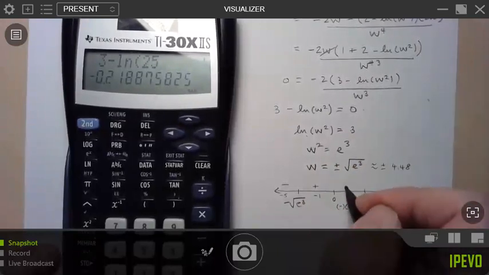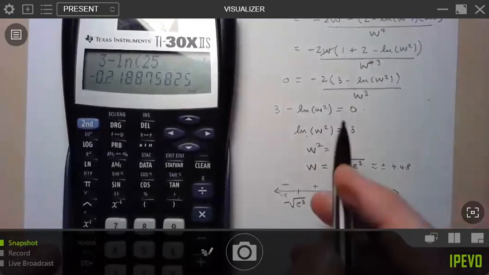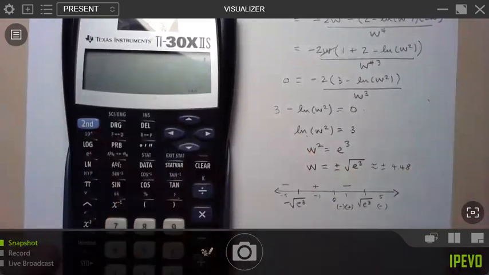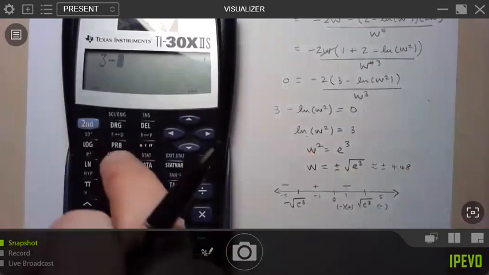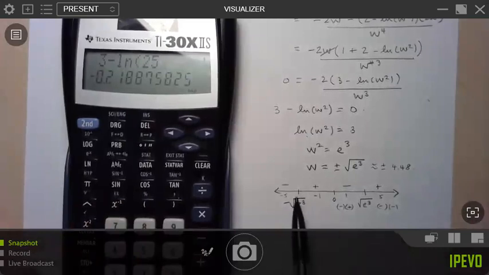And lastly, this one here, let's pick +5. So again, negative over positive is going to be negative. And now just to check, even though we kind of should know what the answer is, 3 minus ln of 25, which we already know, is going to be negative times the original negative and positive. So in the end, we have two x values with points of inflection.